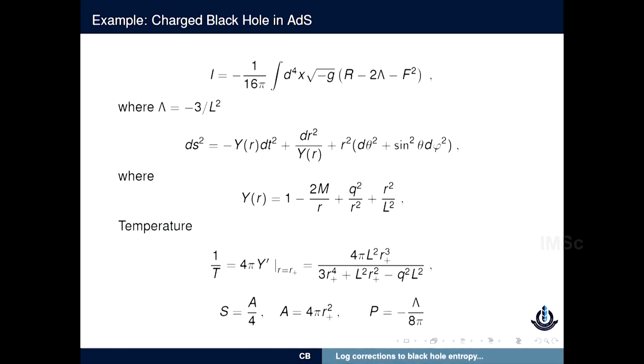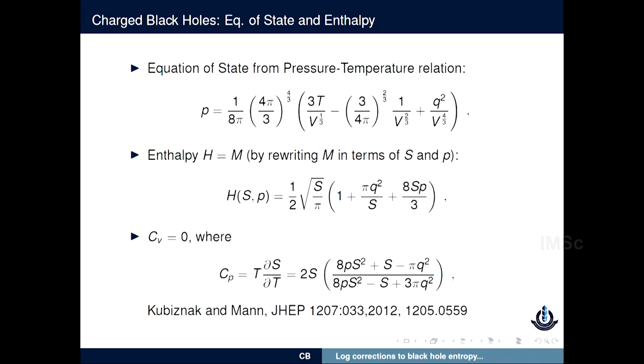hole in ADS with the usual relations, except with a new ingredient that you take pressure to be related to the cosmological constant, then for the temperature relation, you rewrite the cosmological constant in terms of pressure, and you can get a nice equation of state. And if you try to plot this equation of state, you get the usual van der Waals kind of behavior. Okay, so you have these phase transitions and also the second order critical point.